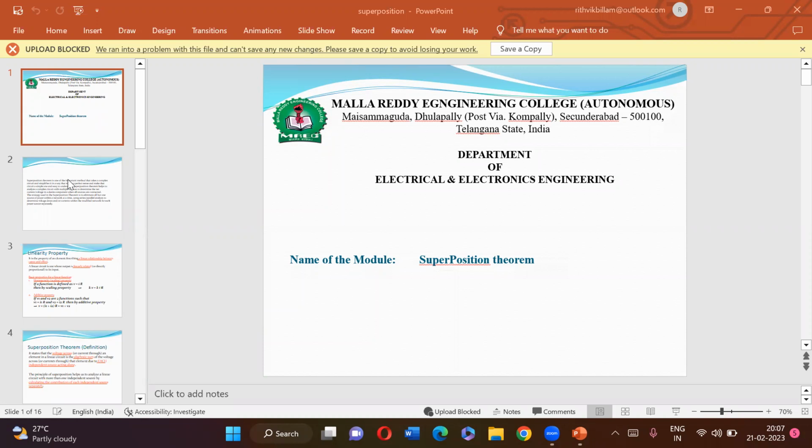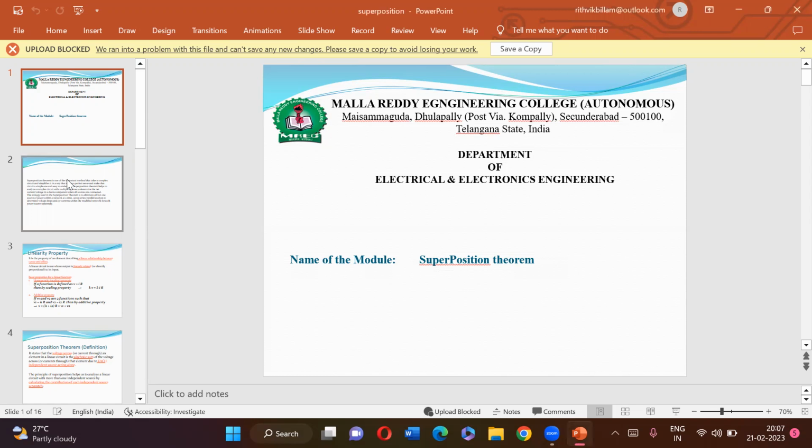a particular unknown load, it can be found in such a way that at a time one source has to be activated and all other sources have to be inactivated. In order to deactivate the other sources, if it is a voltage source, short that voltage source, and if it is a current source, open that current source.